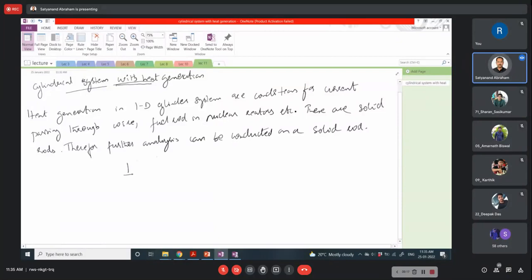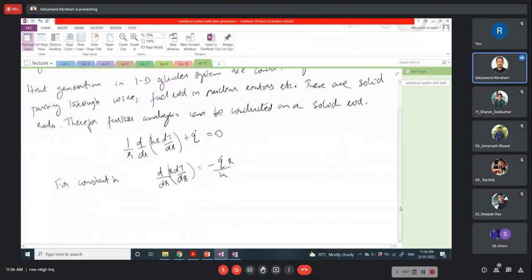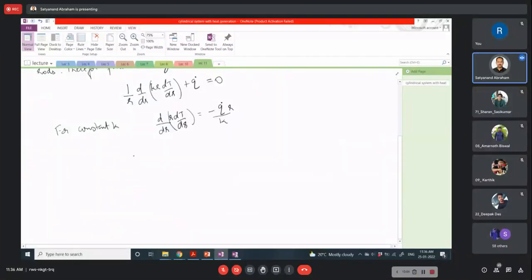So what is the basic equation? 1 by r d by dr of k r dT by dr plus heat generation is equal to 0. We are assuming K to be constant. For constant K, we can rewrite as d by dr of r dT by dr is equal to minus q generation by K into r. We are going to integrate it twice so that we can get the equation.